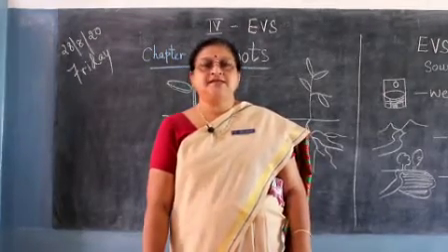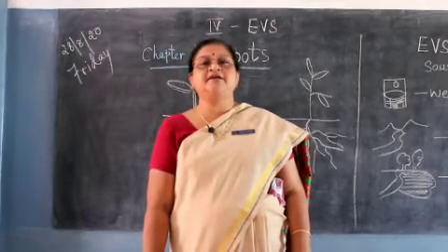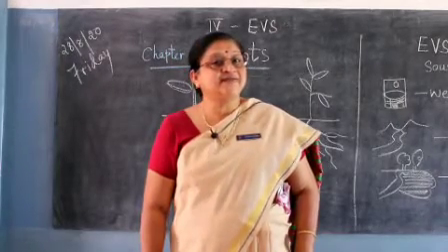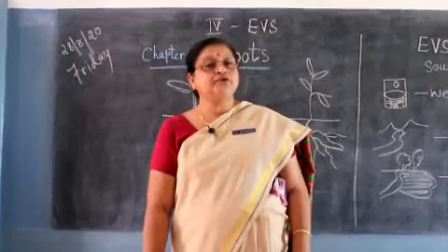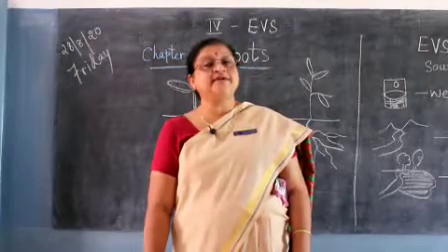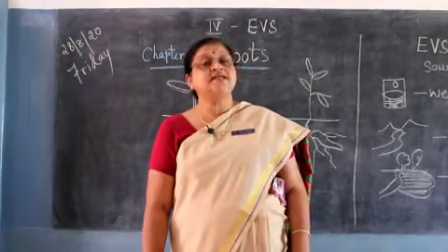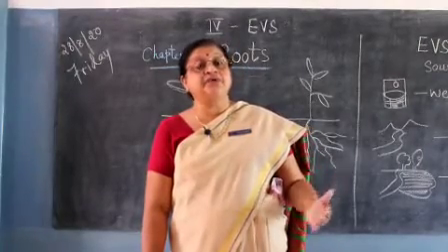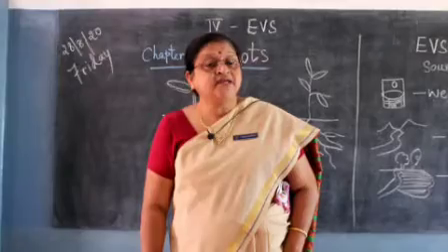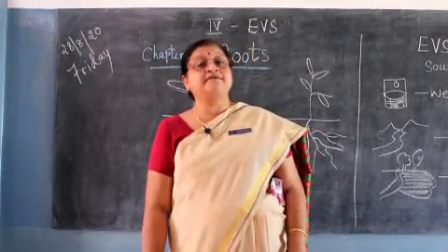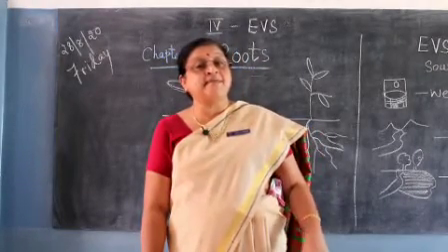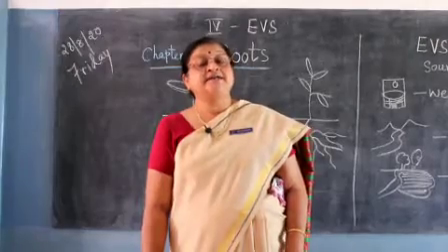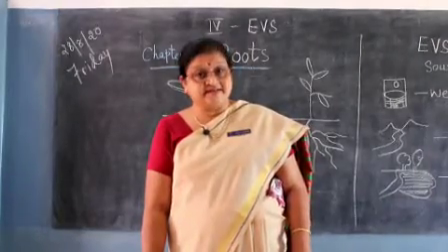Children, last class you already had your EVS class with wonderful pictures. We showed you how different plants have different parts of the body, and the same way the parts of the plants I had showed you in the slide. You had seen how the plants have different parts like roots, stem, branches, flowers, fruits, etc.